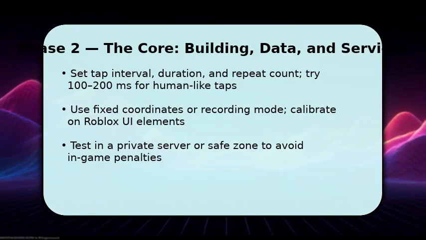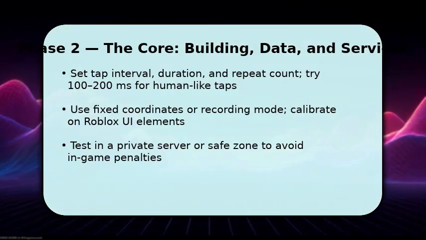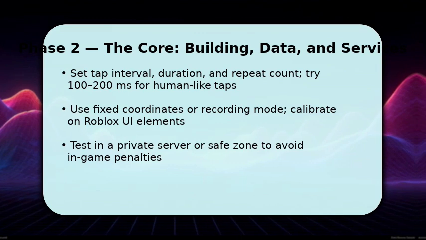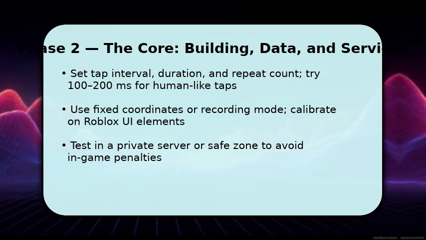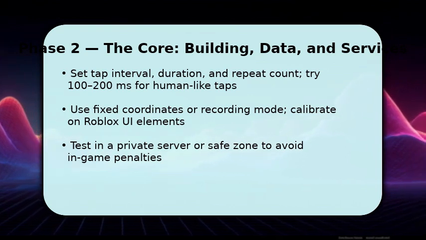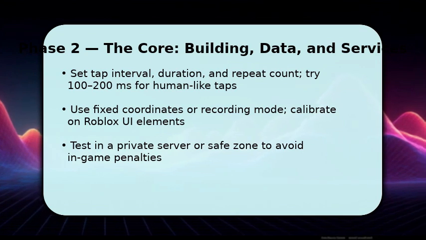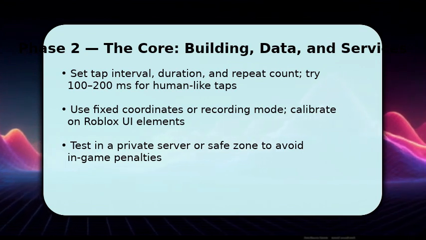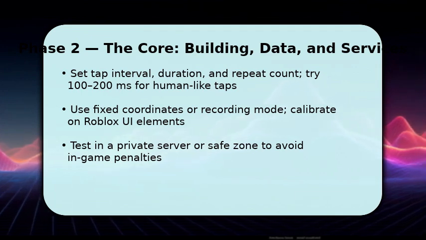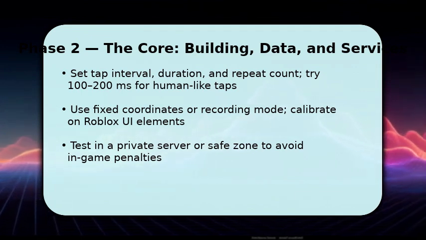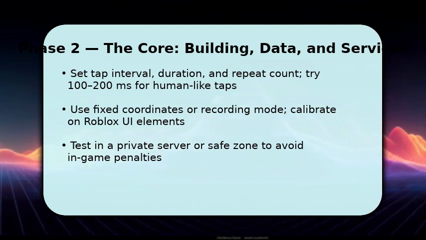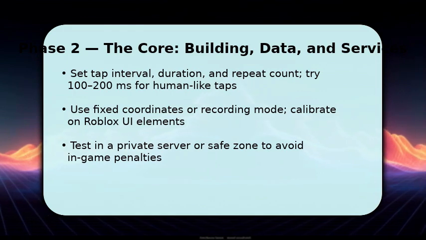Now configure the pattern. Choose interval, duration, and repeat count, short intervals like 100 to 200 ms mimic human tapping while avoiding detection. Next, map coordinates precisely or use recording mode. Align taps with buttons by zooming the game and adjusting offsets, because misaligned taps are the common cause of failure. Once configured, test in a private match or offline area to confirm behavior. If taps miss, tweak coordinates and add small randomization to intervals so actions look natural.